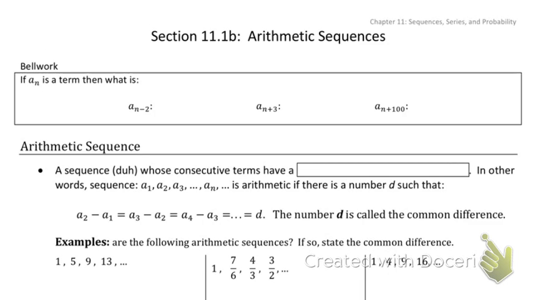So the bell work states, if we just choose a random term and we call it a sub n, we don't know where it is, we don't know what value it is. What would a sub n minus 2 be then? Yes? 2 terms before. Well, if that's 2 terms before, then plus 3 must be 3 terms after. And then plus 100 must just be 100 terms after.